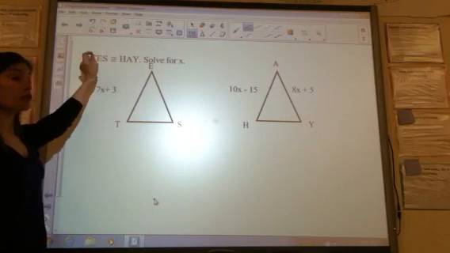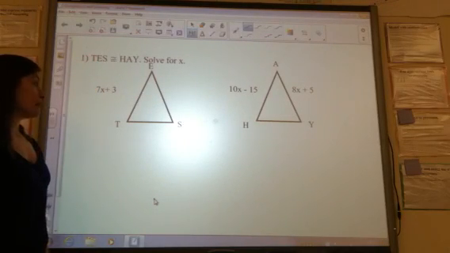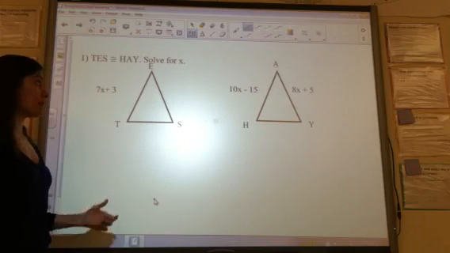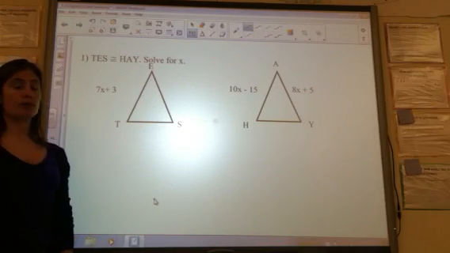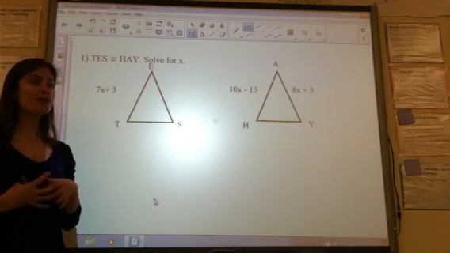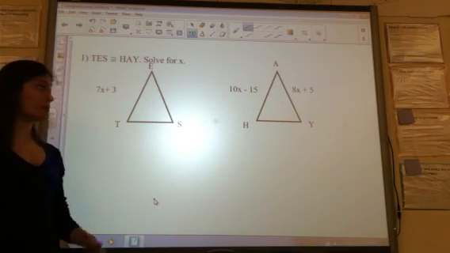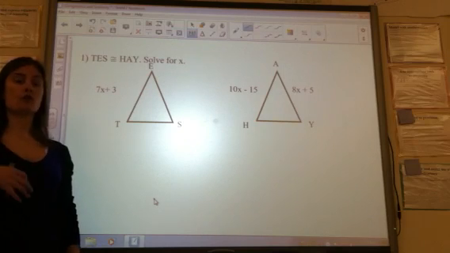So it's giving you a congruency statement. It's telling you that triangle TEST is congruent to triangle HAGUE, and it wants you to solve for x. So in order to do this, the first thing you're going to have to do is identify the corresponding sides. There's going to sometimes be too much information. It's just a fact. They're going to give you information that is too much for the problem.